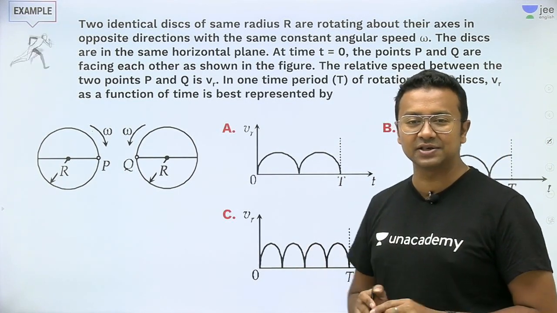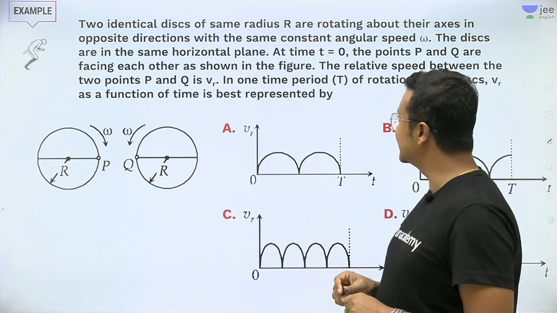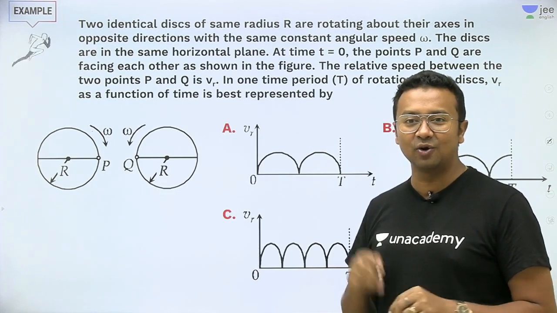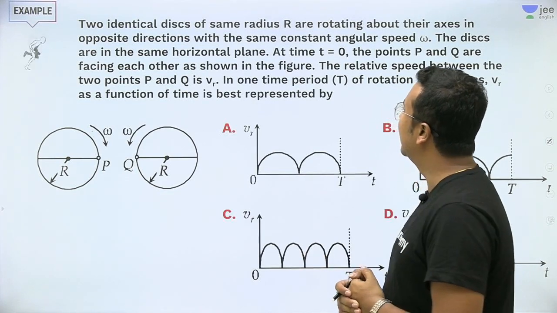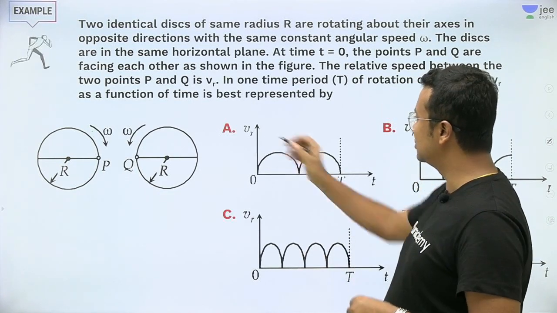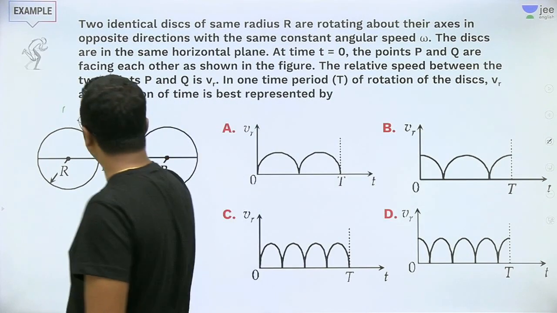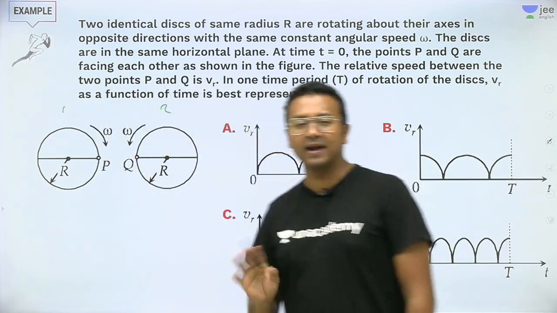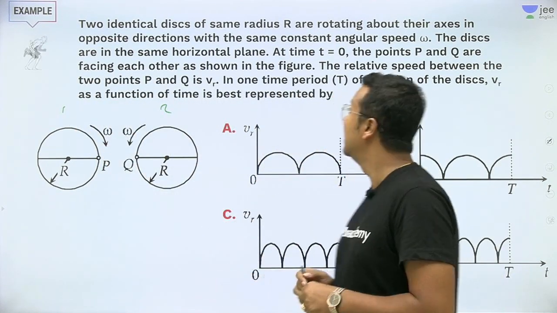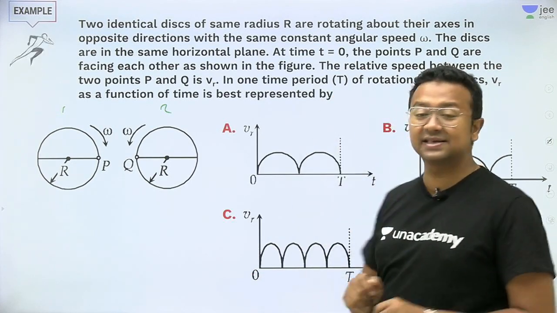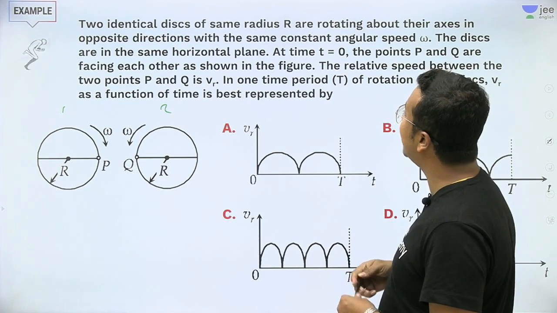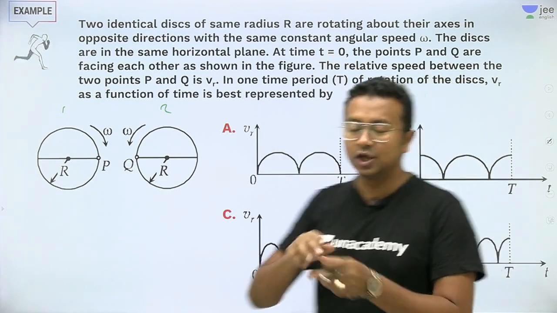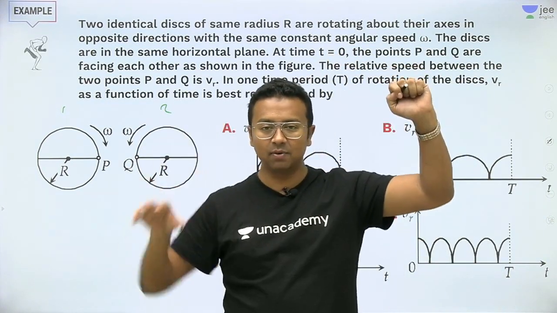It's not a very tough question, so just looking at the question and the length of the question, do not get frightened. That's what the entire point is. Okay, two identical discs. So I have disk 1 and I have got disk number 2, and they have the same radius. What do they have? They have the same radius and are rotating about their axis in opposite direction. So I have got two discs, disk number 1, disk number 2.